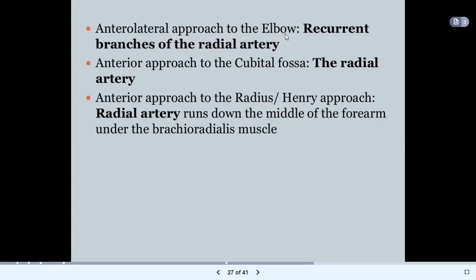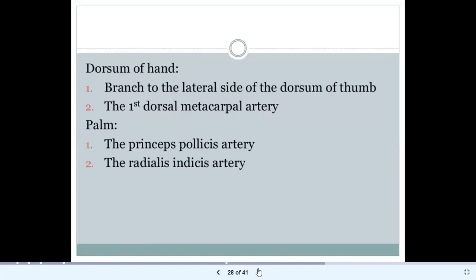Anterolateral at the elbow joint, you will see the recurrent branch of the radial artery. In the cubital fossa, you'll see the radial artery itself, and then around the radius, you see the radial artery also there. And then on the dorsum of the hand, the artery will give off a branch to the lateral side of the dorsum of the thumb.